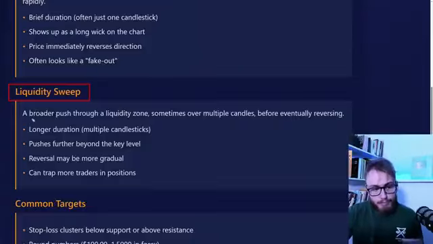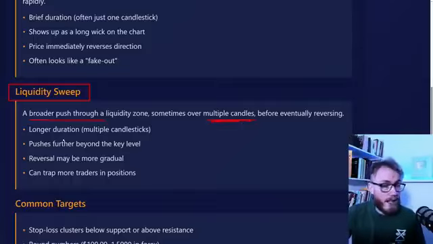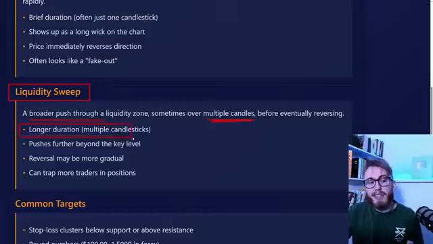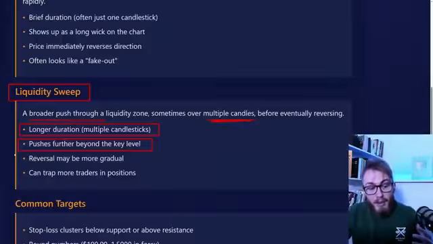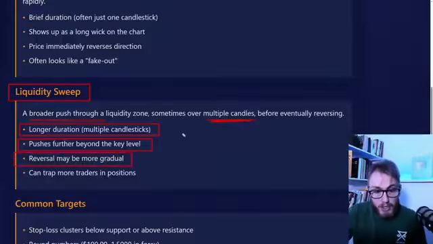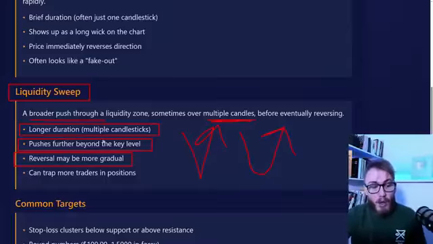So in general, this is a sort of broader push through a liquidity zone, or a larger supply and demand area. Sometimes the liquidity sweep can actually last multiple candles before eventually reversing. So in general, liquidity sweeps tend to be longer duration. They also tend to push further beyond the level, and the reversal can be more gradual. So liquidity grabs tend to be more spiky. Liquidity sweeps can be a bit more gradual, but it should still go pretty fast.